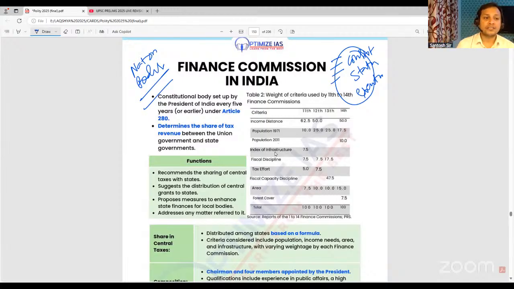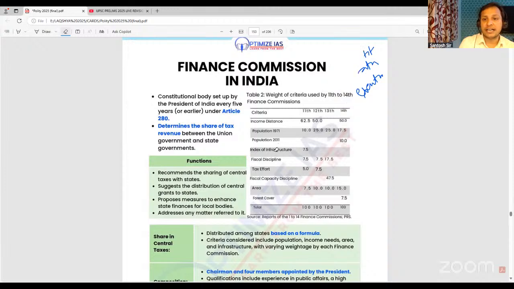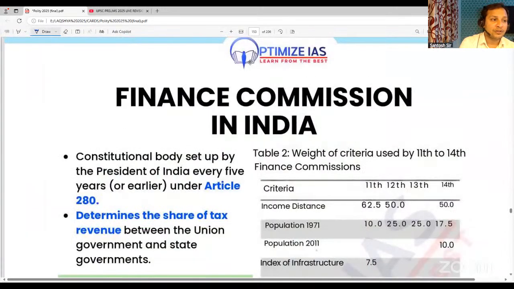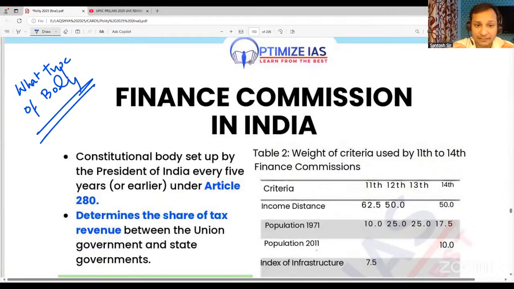So the first type of question you can expect is that they give you a list of important bodies and ask what type of body each one is. These were the names I have just taken, and these are constitutional bodies.